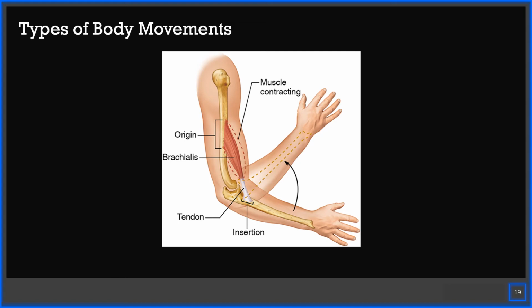So the origin is attached to the immovable or less movable bone. So you can see in the picture, it's attached to the humerus, mid-bone. Hopefully mid-bone, you're not going to be having a lot of movement. And the insertion is attached to the movable bone. So that's why it's attached to the ulna in this case, and that the ulna is doing motion rather than the mid part of the humerus.